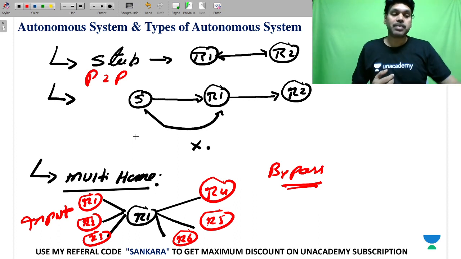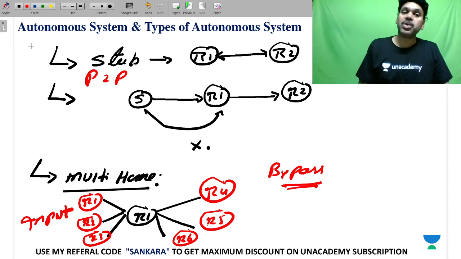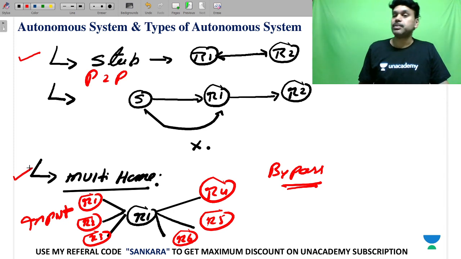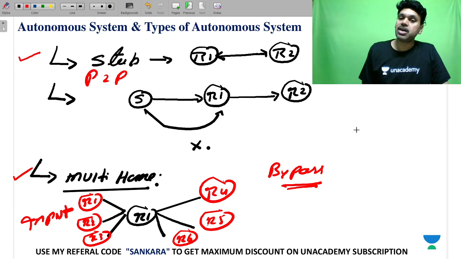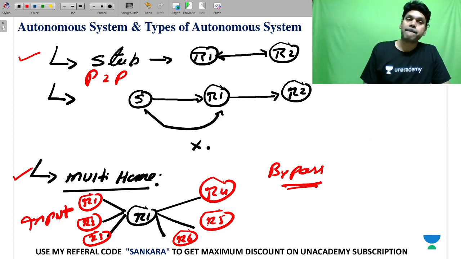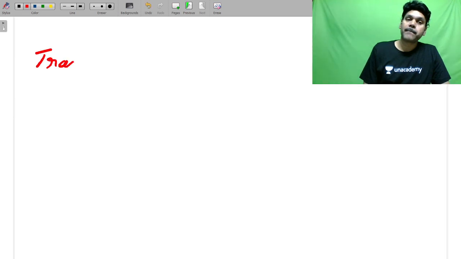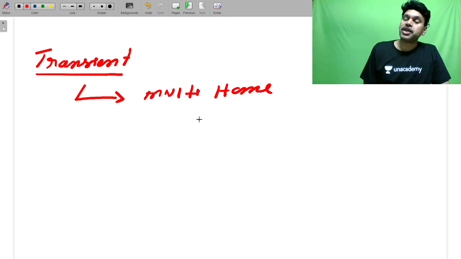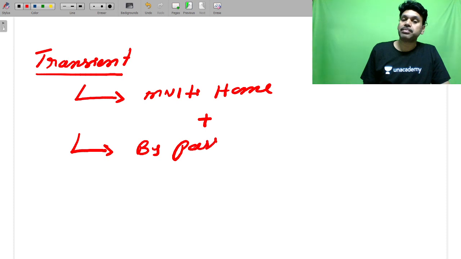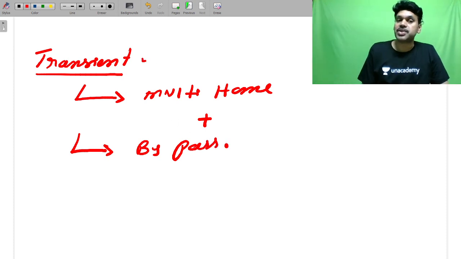One more autonomous system I will tell you. What is that? We have learned only two, stub and multi-home. One more is there, transient. Transient autonomous system. What is a transient autonomous system? You can also use it as a bypass. It is the combination of multi-home plus bypass. Multi-home does not have bypass, but transient has the bypass concept. Okay, so transient.